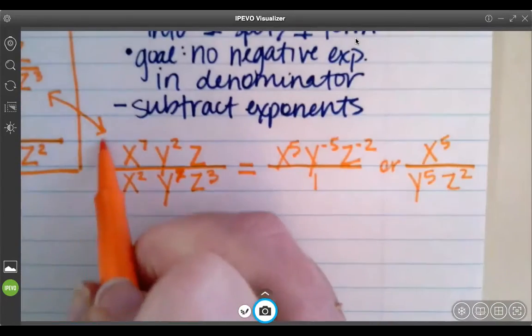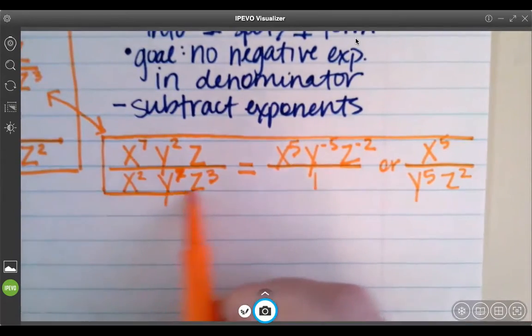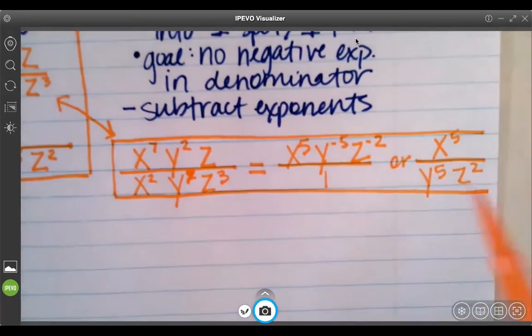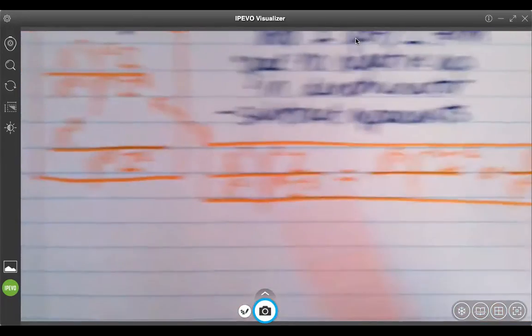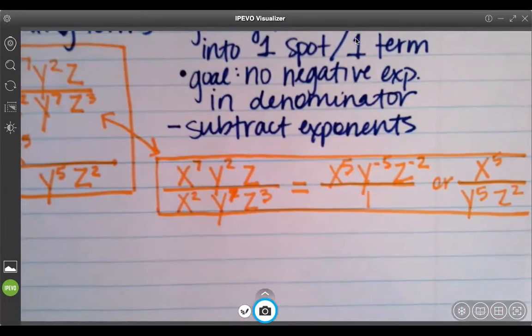Now, whichever way makes the most sense to you, you just pick one and roll with it. The result is the same. X to the 5th y over y to the 5th z squared. X to the 5th over y to the 5th z squared. 100% the same. So you pick whichever process works for you.